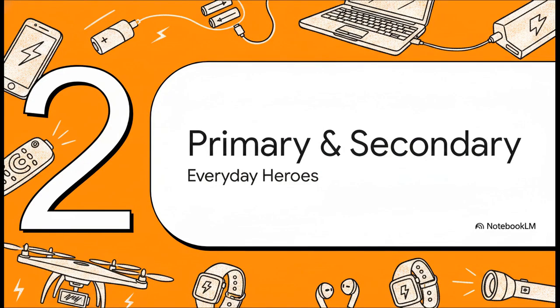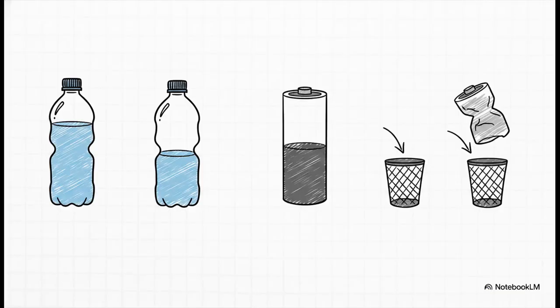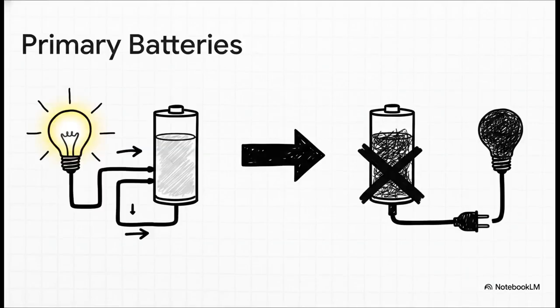Section 2. Primary and secondary cells, the everyday heroes. To really lock in what a primary battery actually is, I want you to picture a disposable plastic water bottle. You buy it, it's full of water, you drink it, and once it's empty, it's done. You just have to toss it. It has a single one-way life cycle. These primary batteries give us a continuous supply of electric current straight from their active chemicals.